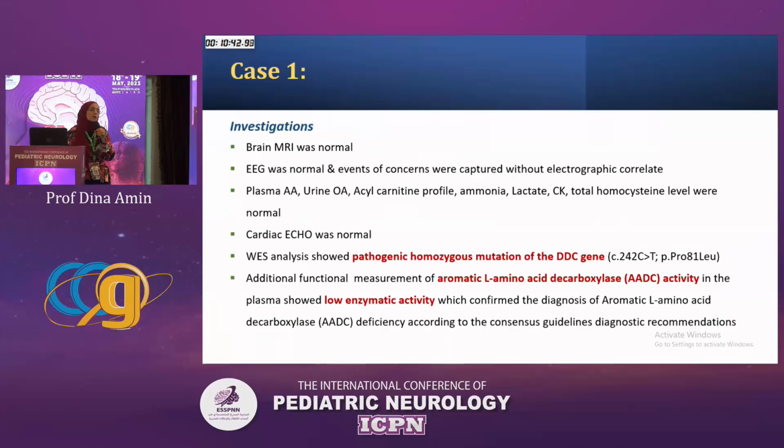The investigation and workup was completely normal. Cardiac echo, everything, and the whole exome analysis showed a pathogenic homozygous mutation of the DDC gene. Okay, and for this gene, according to the consensus, we have to have other supplementary investigation. So we found that the patient has low enzymatic activity of the L-aromatic amino acid decarboxylase enzyme, which is very important to make such a diagnosis. I'll show in the next slide.